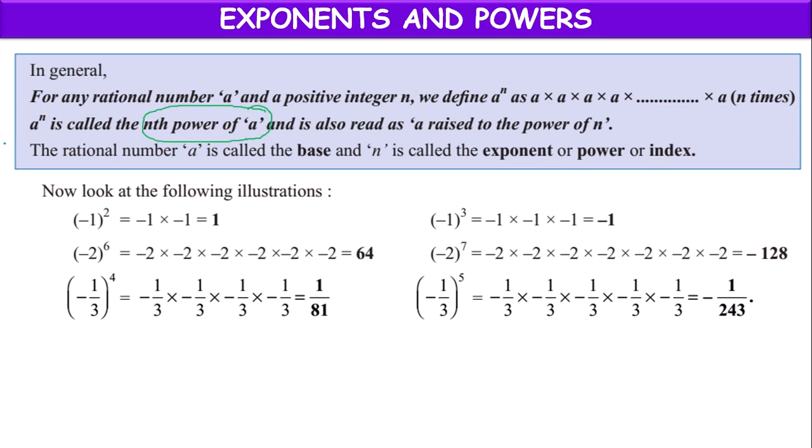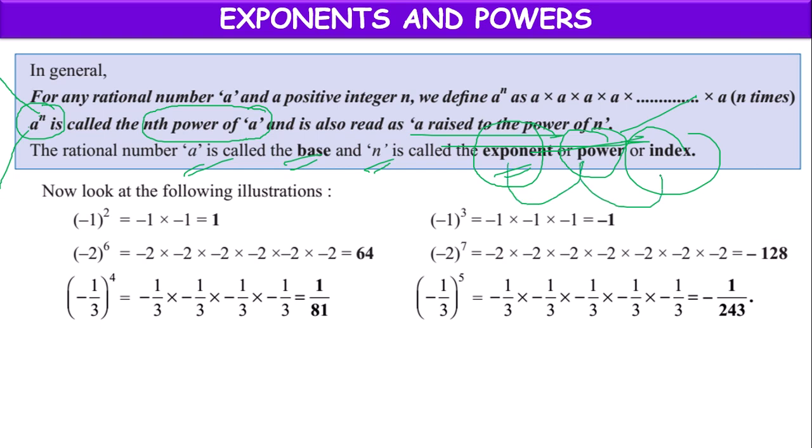The nth power of a, where a is called the base, n is called the exponent, and a power n is read as a raised to the power of n. So the rational number a is called the base and the positive integer n is called the exponent. The exponent is also called power, and power is also called index. In most situations, exponent, power and index are used with the same meaning.